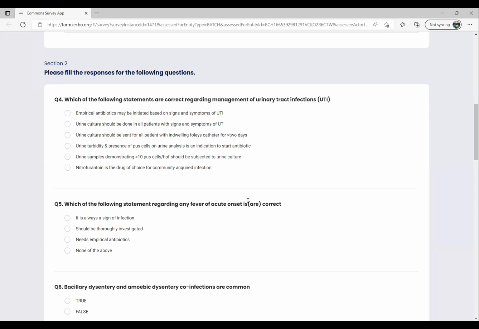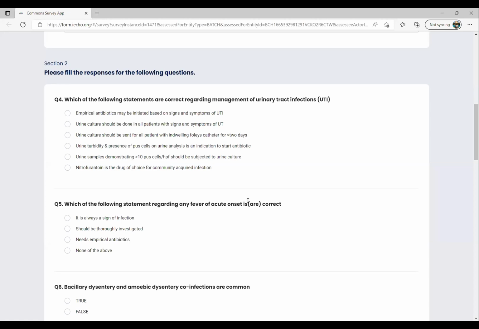You don't need to do a urine culture for uncomplicated cystitis, if increased frequency and burning are there. It is not needed. Also, in case of an indwelling catheter, it is not required. Pus cells in the urine or turbidity is not an indication to start antibiotics. You may have pus cells in the urine, but there may not be any infection. Many people start antibiotics just based on the number of pus cells seen on the urine analysis.